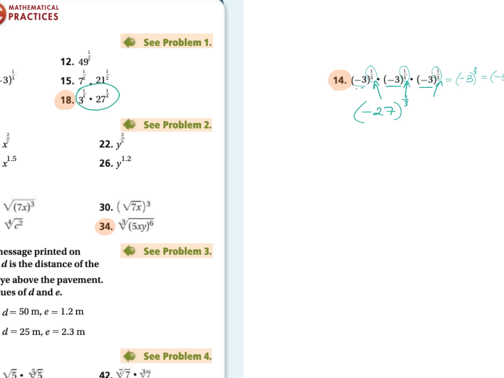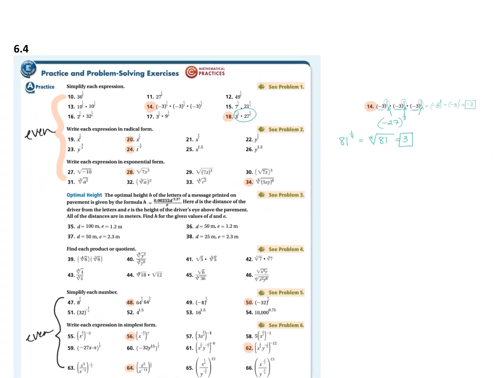So on number 18, I'm going to take 3 times 27, which is 81, to the 1/4 power. If we rewrite that as a radical expression, that's the 4th root of 81. Remember, on your calculator, you're going to go 4, math, 5, and that will turn it into a 4th root, and then 81, if you don't know it off the top of your head, and that is 3. Okay, so that's number 18.